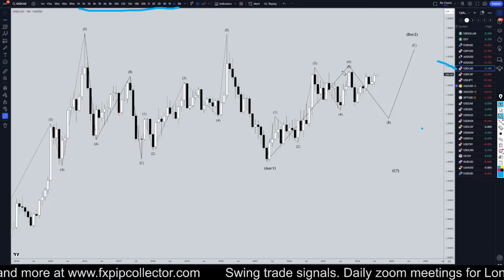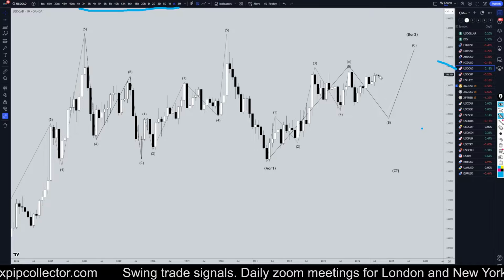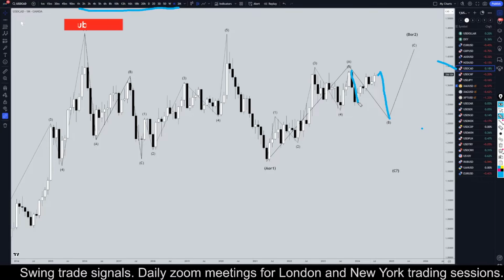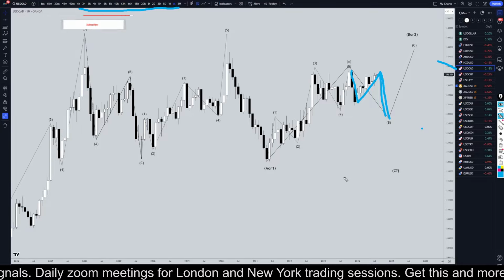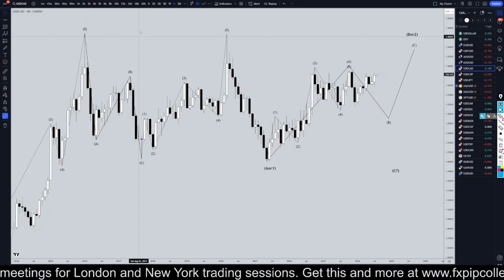So on the monthly dollar CAD, we are definitely going up, and I would be looking for longs on shorter time frames, but I am definitely still keeping an eye out for this big push down that I've been talking about, ABC of wave B. It hasn't happened yet, and I'm definitely looking for longs on shorter time frames, but I'm still keeping an eye out for this wave C scenario.